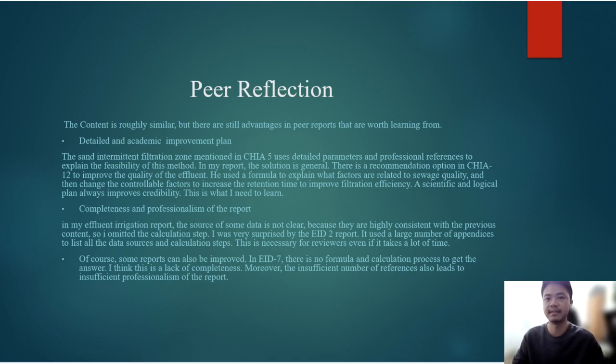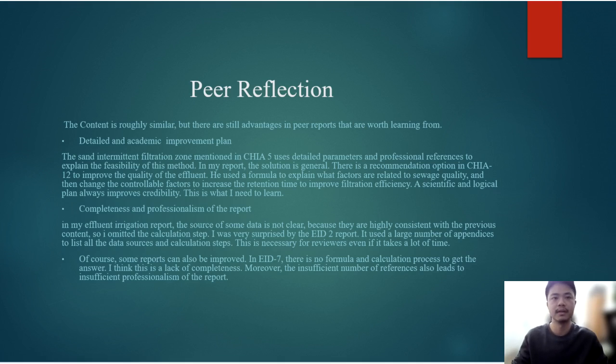But then I was very surprised by the EID report 2. It used a large number of appendices to list all the data sources and the calculation steps. That is necessary for reviewers, even if it takes a lot of time.